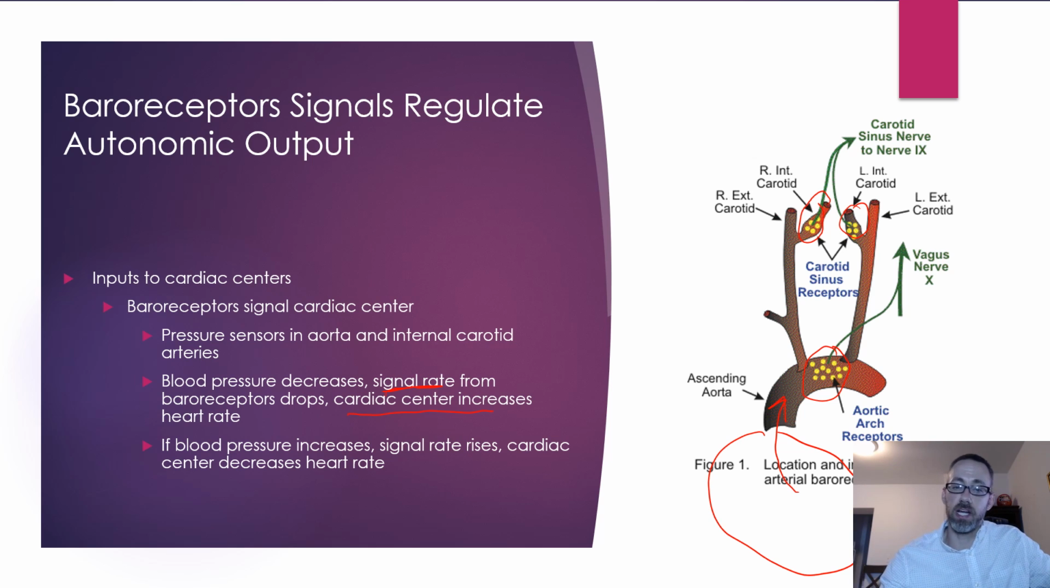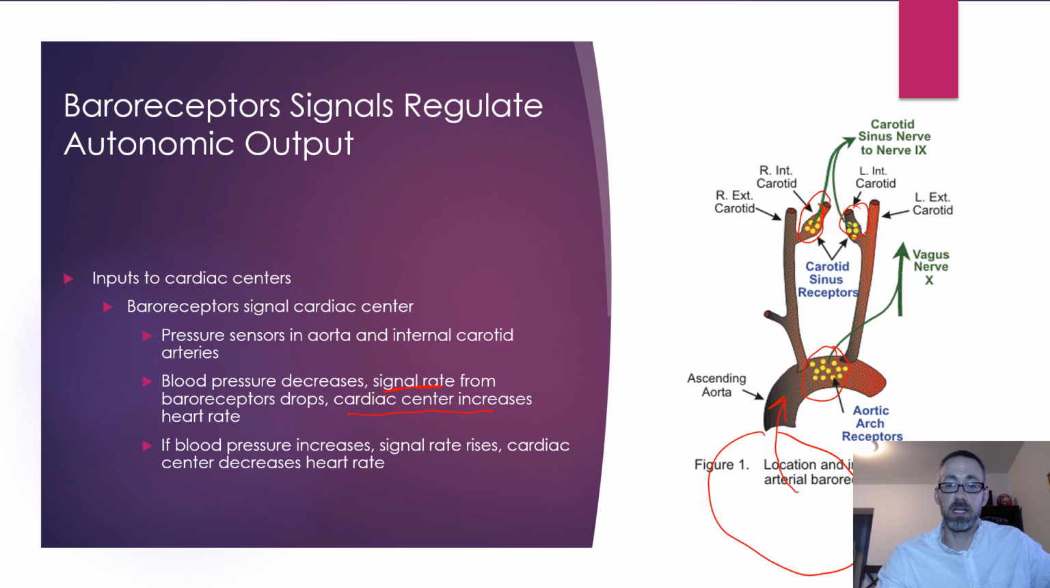Now, if the blood pressure were to increase, the opposite happens. The signal rate actually rises, and then the cardiac centers decrease the heart rate. So, for example, if the blood pressure is getting too high, it'll tell the brainstem, all right, you've got to back off or inhibit those sympathetic inputs a little bit more. And so the parasympathetics would increase their activity, bring that heart rate back down, which would decrease your cardiac output, and the blood pressure would come down.